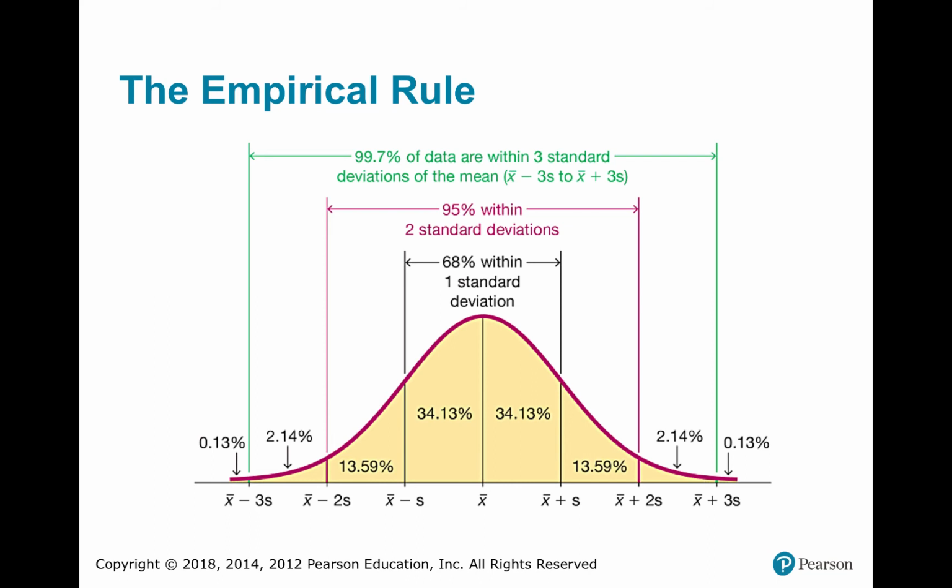The empirical rule tells us about how much of the data we can expect to lie within 1, 2, and 3 standard deviations. So the rule goes like this. We can expect about 68% of the data to lie within 1 standard deviation, about 95% within 2, and almost all the data, 99.7%, within 3 standard deviations of the mean.